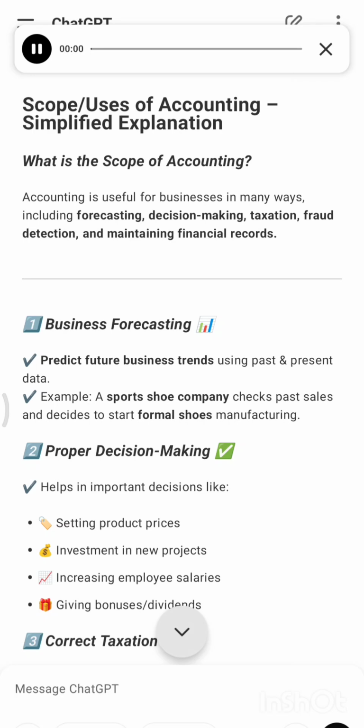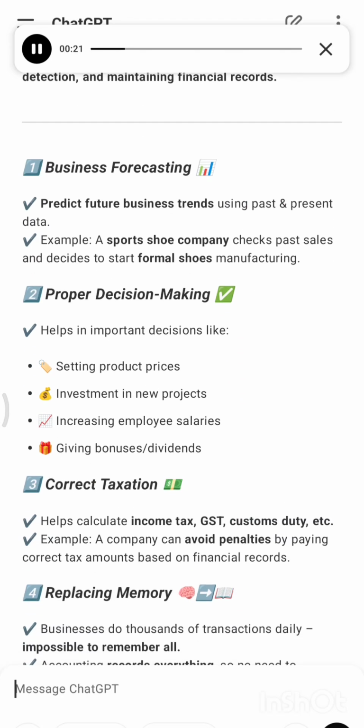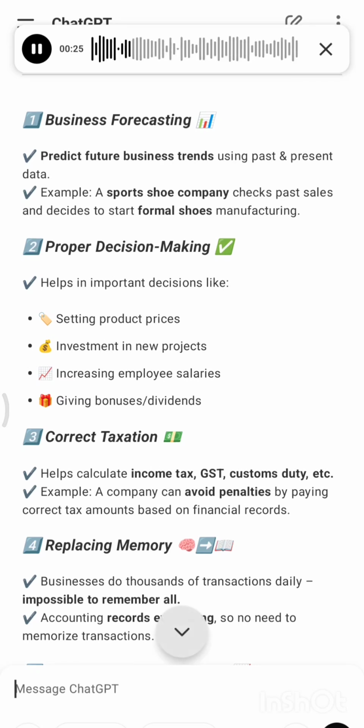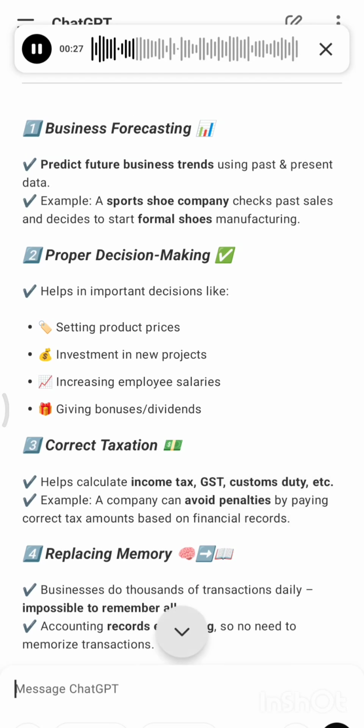Scope and uses of accounting, simplified explanation. What is the scope of accounting? Accounting is useful for businesses in many ways, including forecasting, decision-making, taxation, fraud detection, and maintaining financial records. 1. Business forecasting. Predict future business trends using past and present data. A sports shoe company checks past sales and decides to start formal shoe manufacturing.